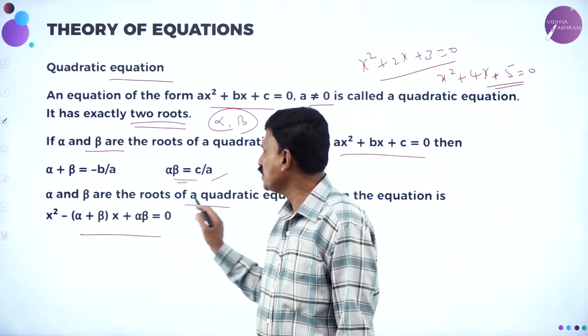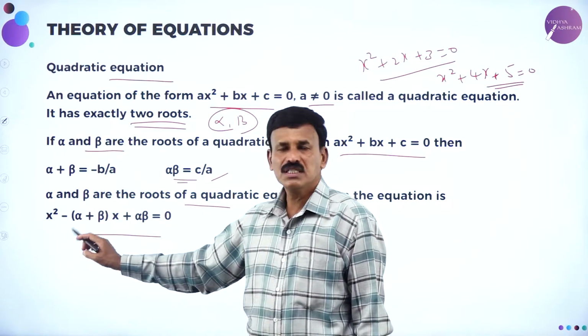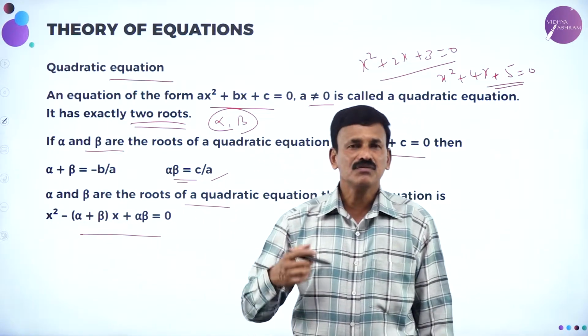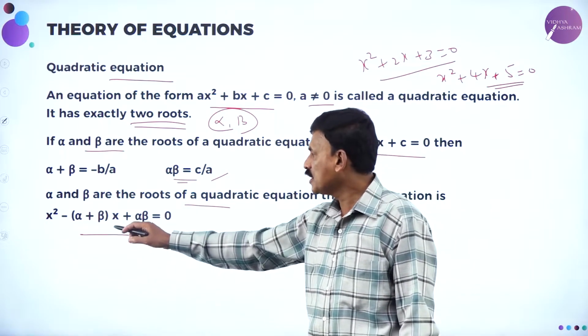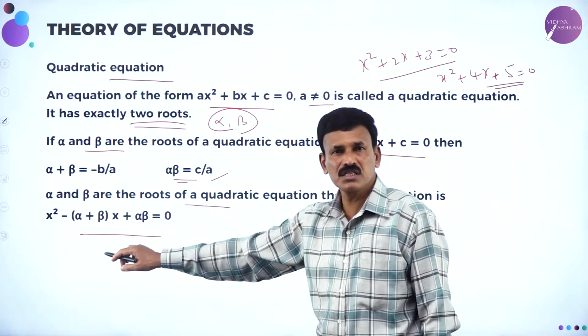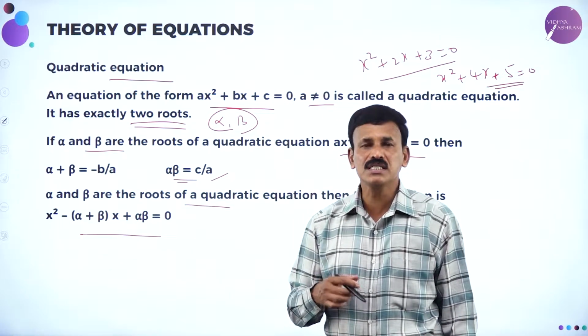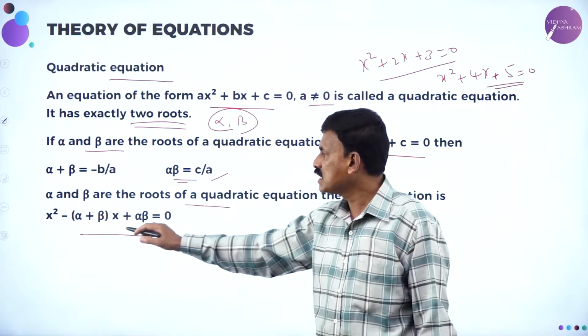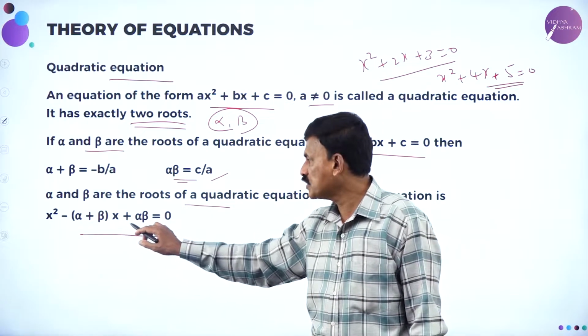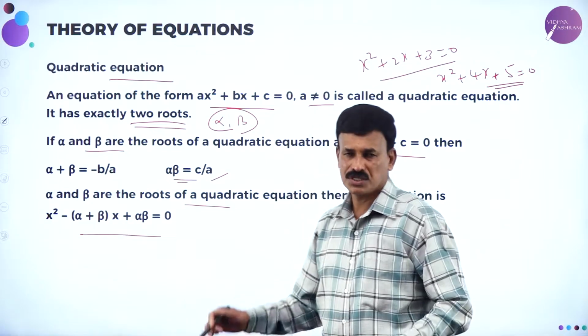So if alpha and beta are the roots of a quadratic equation, whenever the two roots are known, a quadratic equation can be formed using the formula x² − (sum of roots)x + product of roots = 0, that is x² − (alpha + beta)x + alpha beta = 0.